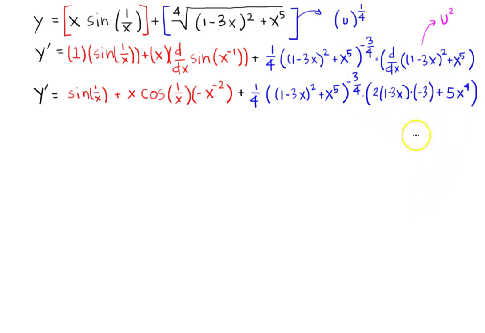Okay, now this is where it gets a little tricky, but I gotta be careful. I'm just going to write this all out in black now. That means y prime. So you would not stop at this point. Now, technically, you've done all the derivatives. This is an answer, but it's not simplified.